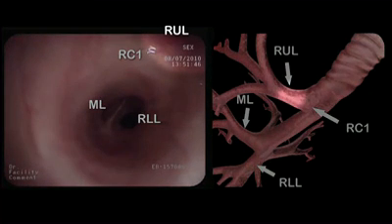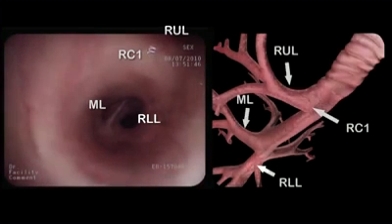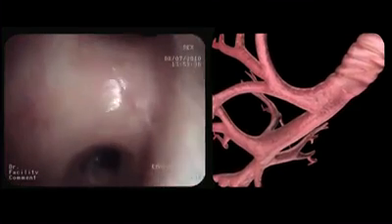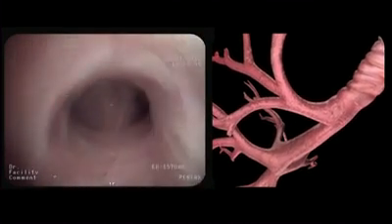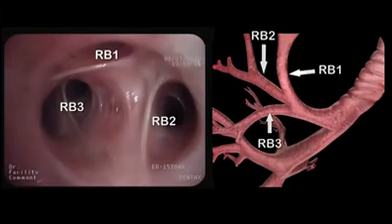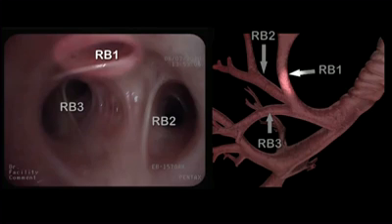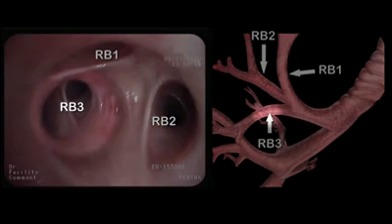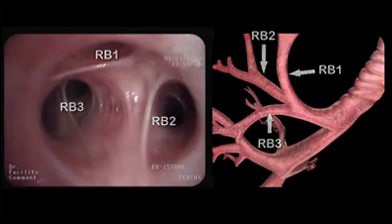We identify the orifice of the right upper lobe, the right carina 1, the orifice of the middle lobe, and the orifice of the right lower lobe. We then enter the right upper lobe, which divides into the apical segmental bronchus, or RB1, the posterior segmental bronchus, or RB2, and the anterior segmental bronchus, or RB3.